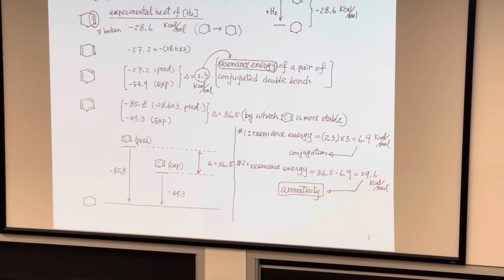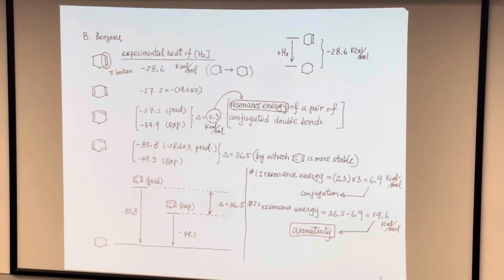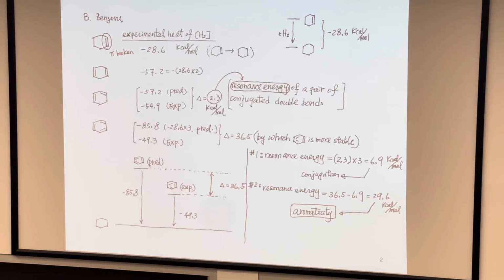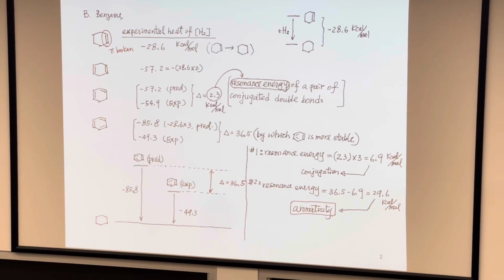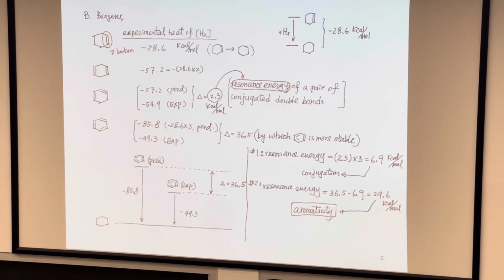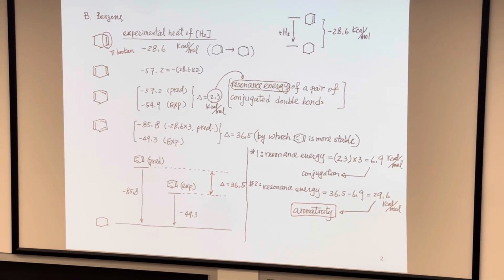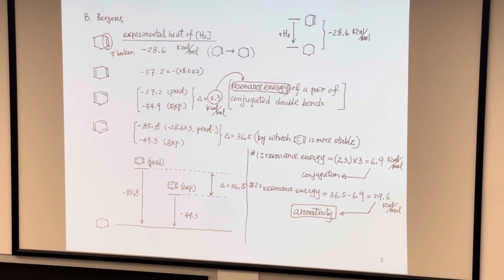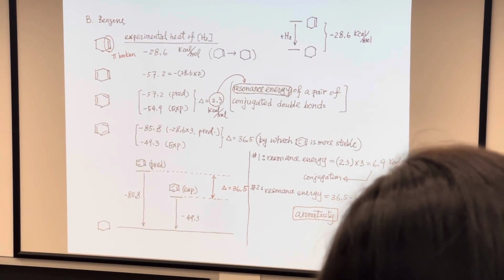Okay? What else? The molecule is stabilized by 36.5, but conjugation only contributes 6.9. So where is the rest of the 30? 36.5 minus 6.9, so it's around 30. Where are those remaining 30? So the 30 is the aromaticity. Are we good here? So aromaticity is one kind of mechanism that makes the benzene ring more stabilized than what we expect. Are we okay? That's based on experiment.